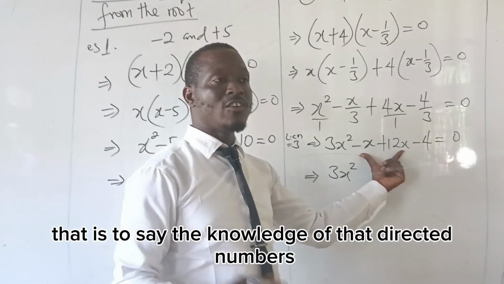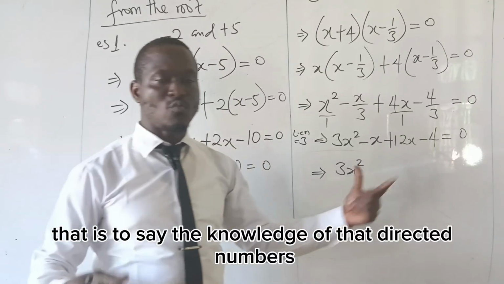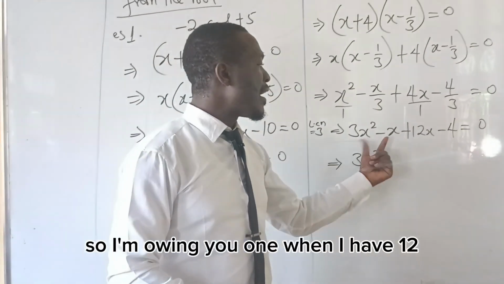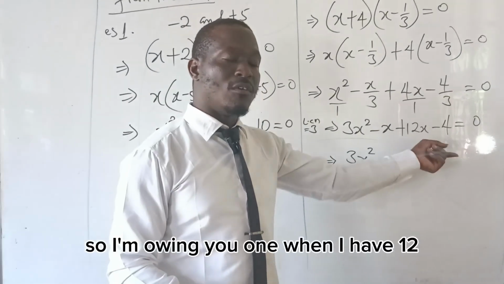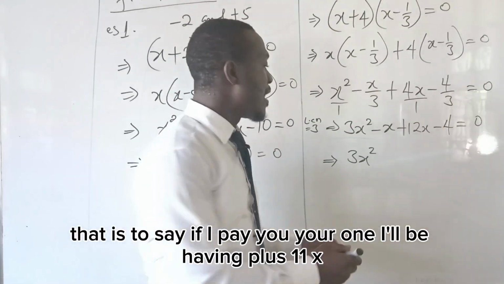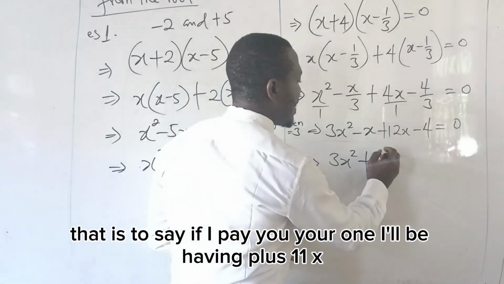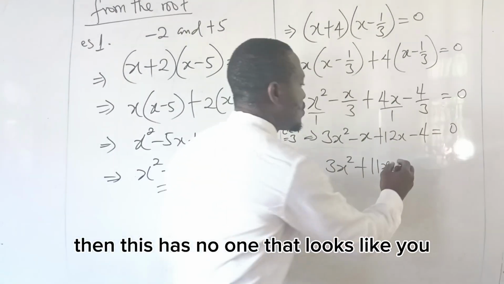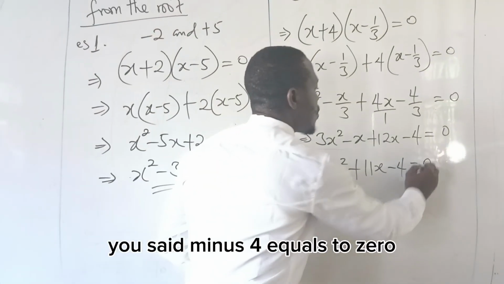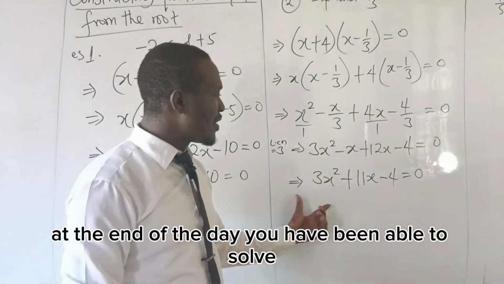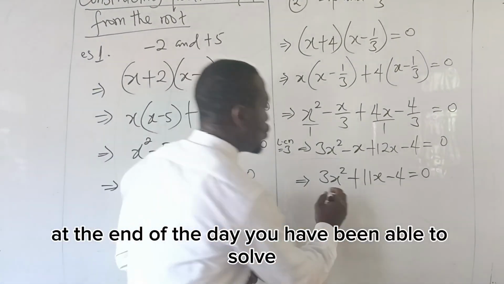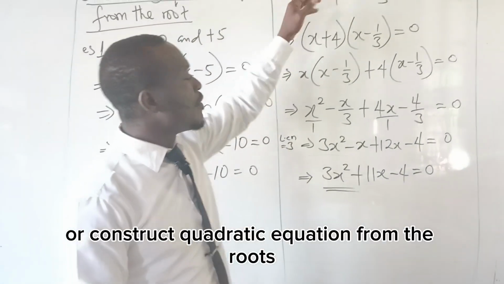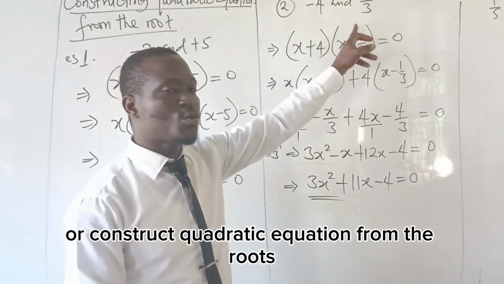Now, here I have minus 1x plus 12x. That is to say, using the knowledge of directed numbers we discussed in our previous videos, if I pay you your 1 from my 12, I'll be having plus 11x. Then this has no one that looks like it. So you say minus 4 equals to 0. At the end of the day, you have been able to construct a quadratic equation from the roots.